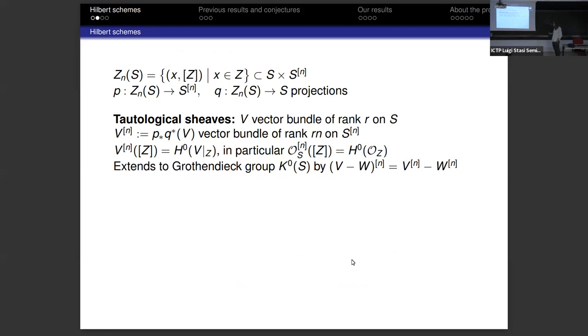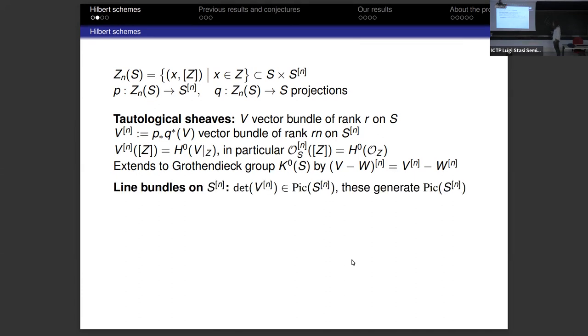Recall also the tautological sheaves. If V is a vector bundle of rank r on the surface, we pull it back from the surface to the universal subscheme and push it down, and we get the tautological sheaf, whose fiber is just the space of sections of V. This construction also extends to the group of vector bundles, so to differences of vector bundles, and thus to sheaves on the surface. We get all the line bundles on the Hilbert scheme by taking determinants of these.